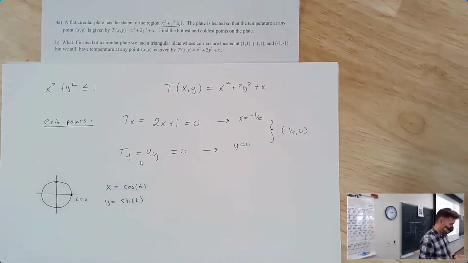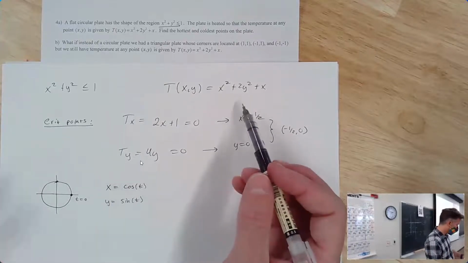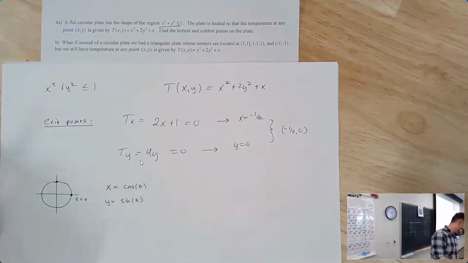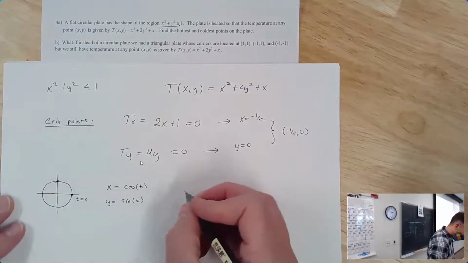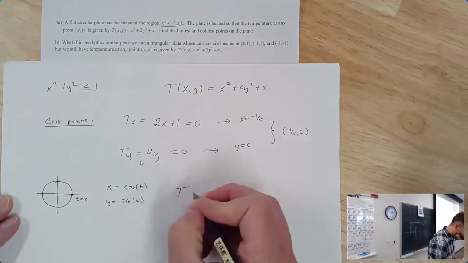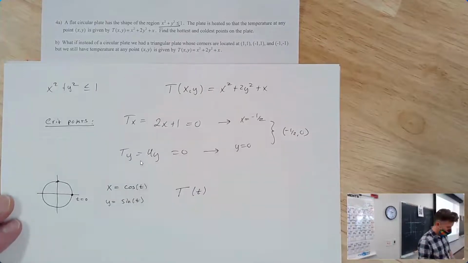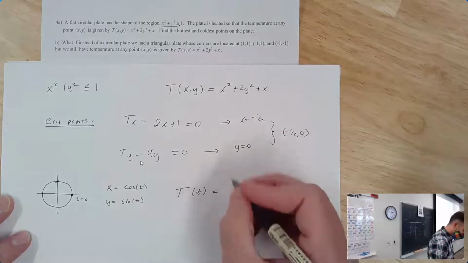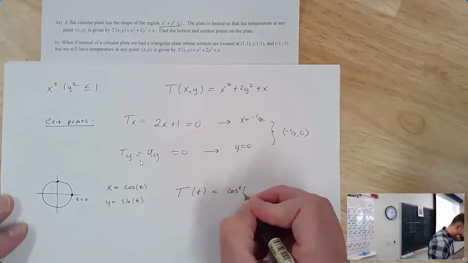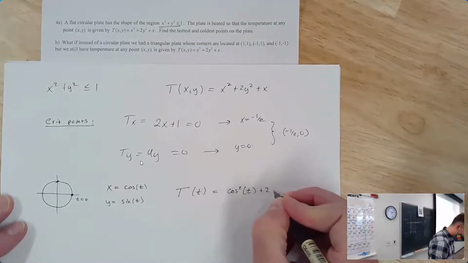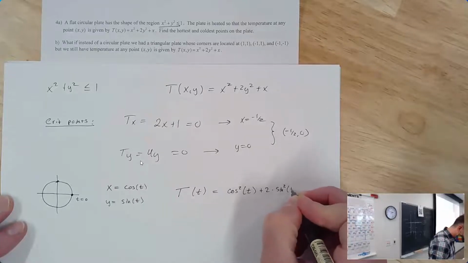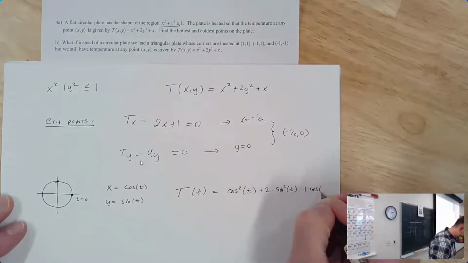Then we're going to plug that back into the original function. So now we're going to write temperature as a function of little t, and it's going to be cosine squared of t plus 2 times sine squared of t plus cosine of t.